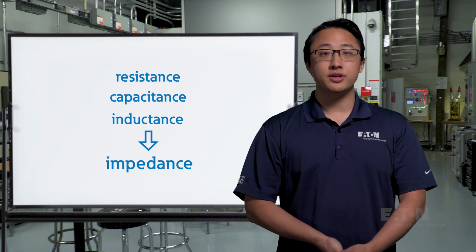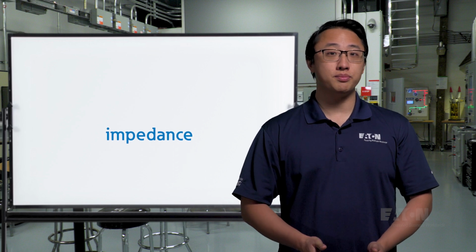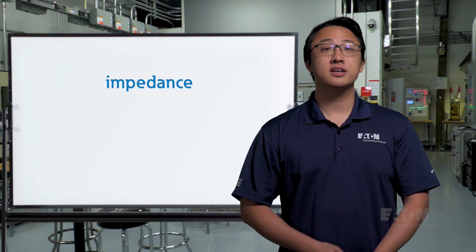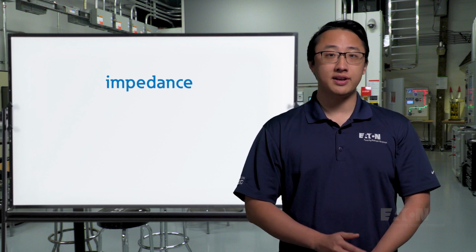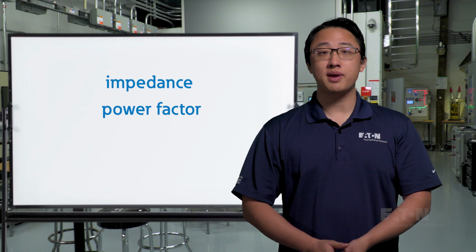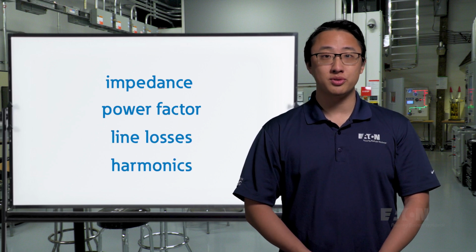The main goal of this video will be to give a physical basis to an important concept. We'll outline electrical impedance in some conceptual detail and talk component-wise where it comes from in a system. Lastly, we'll talk about how it affects things at a high level, in ways such as power factor, line losses, and harmonics that are important to consider in power distribution systems.